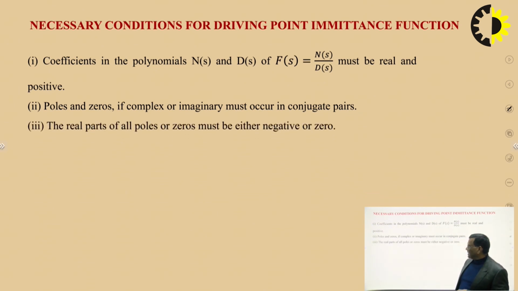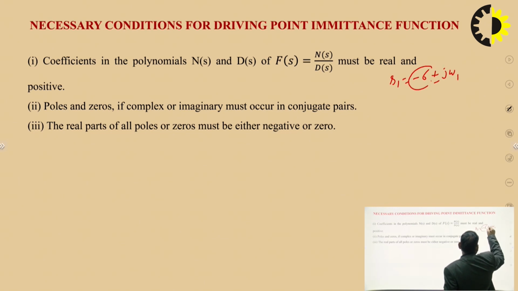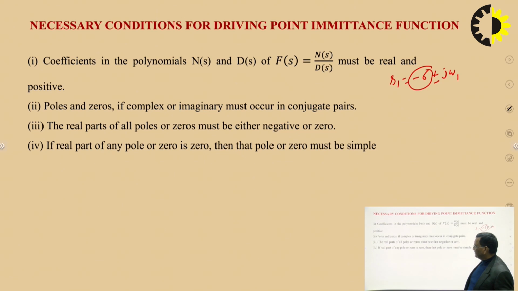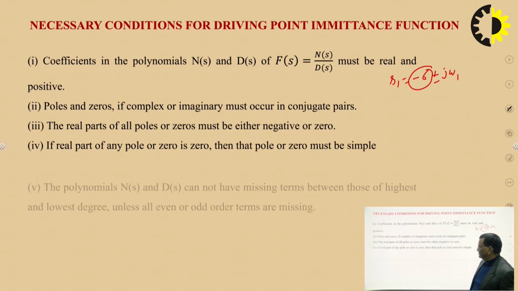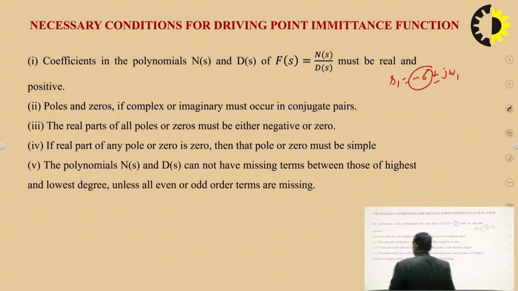Third, the real part of all poles and zeros must be either negative or 0. Negative means, suppose we get a pole at minus sigma 1 plus j omega 1, then sigma 1 must be either 0 or positive, so the real part is 0 or negative. Fourth, if the real part of any pole or zero is 0, then that pole or zero must be simple. Simple means distinct: at that location there must be only one pole or zero.